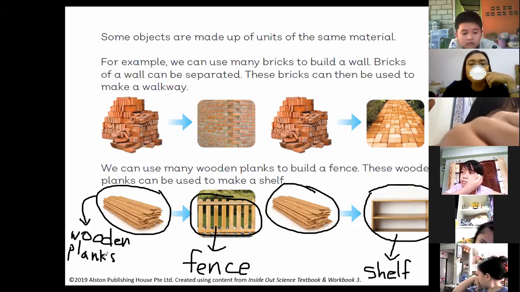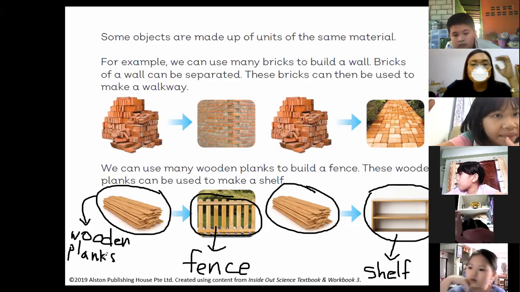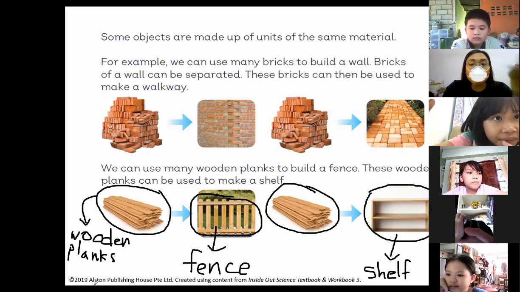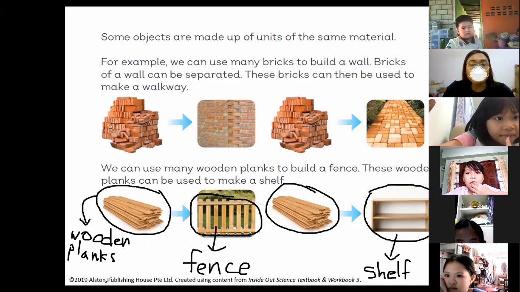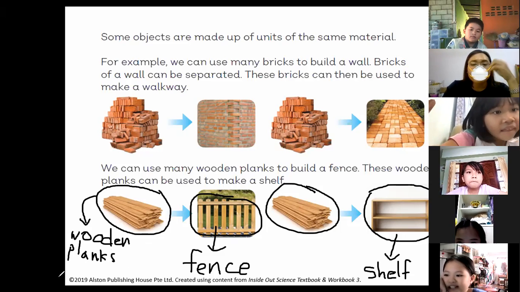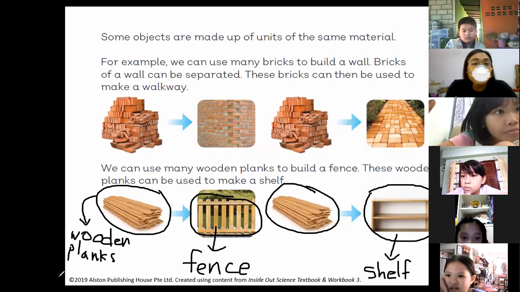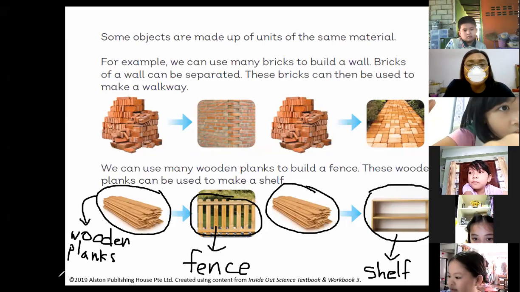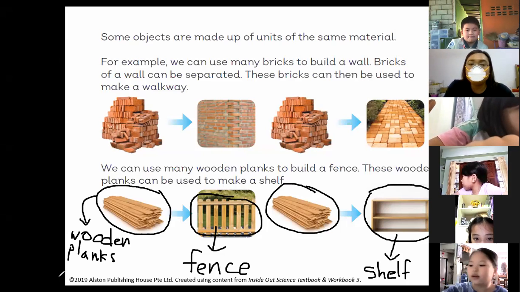What are other examples, class? Fans. You can use your dictionary. Do you have your dictionary with you? Window. Window. Very good, Pan Pan. Window. Door. Very good. What else? Oh, we can also make a bed. Bed, a wooden bed. What else?